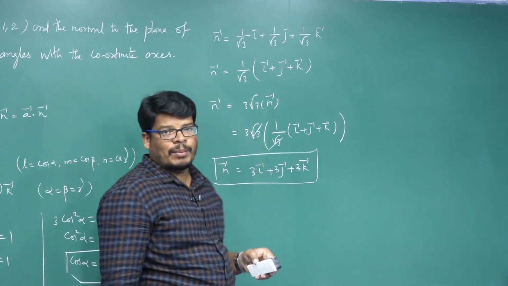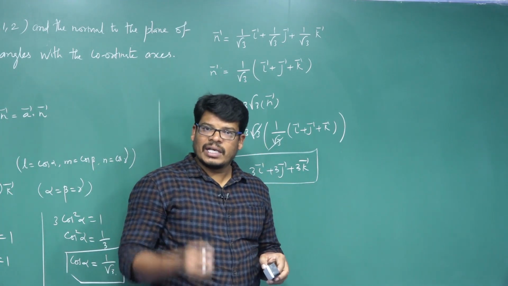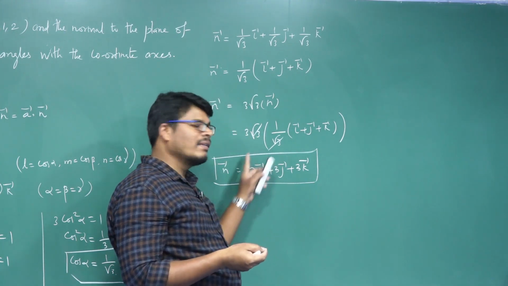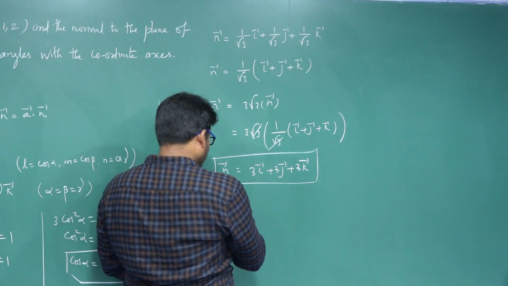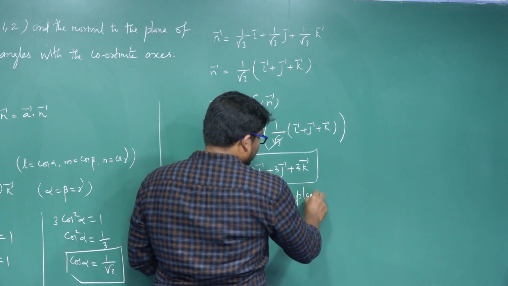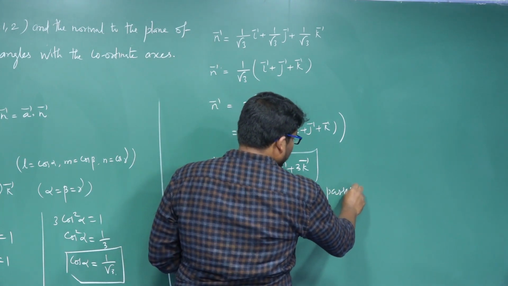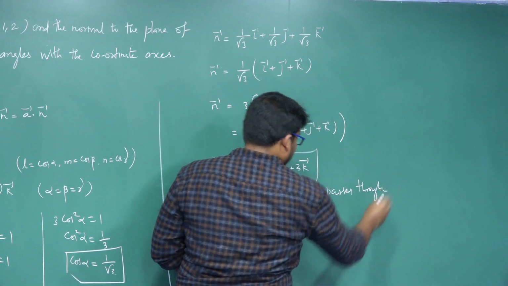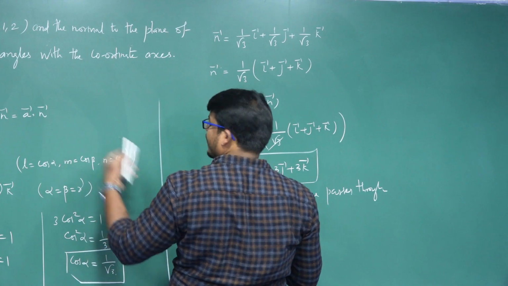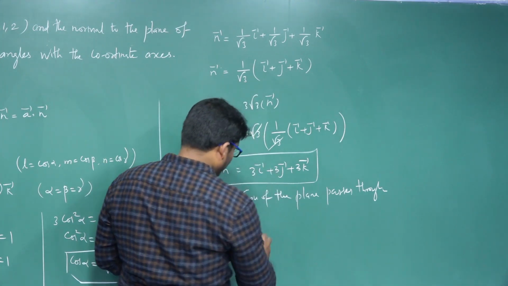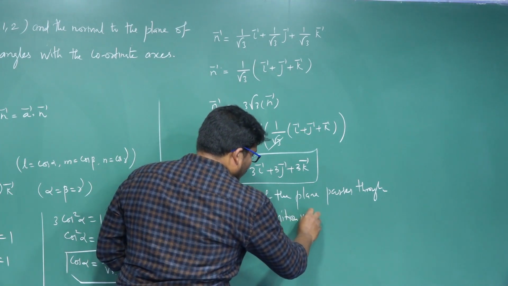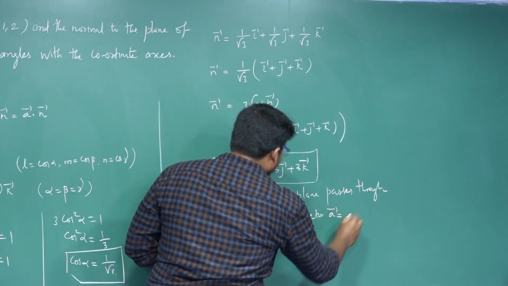Now find the equation of the plane. The point it passes through is already given, and the normal vector n is given. Therefore the equation of the plane passes through the point, here A vector passes through the point with the position vector, A vector is given.